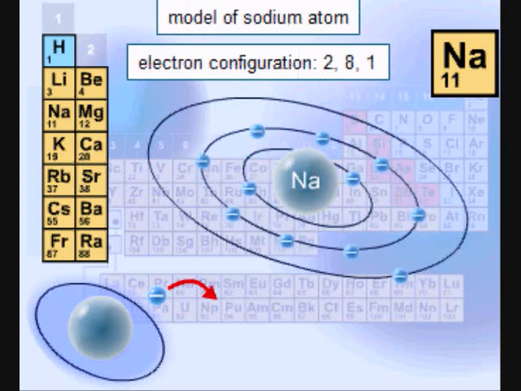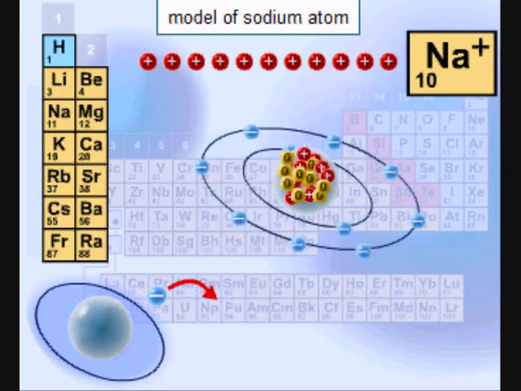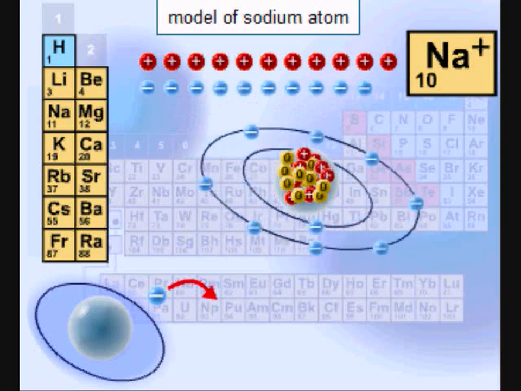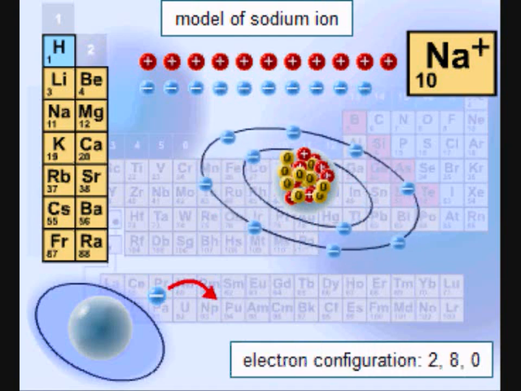Look at a sodium atom and note that it has only 1 electron in its valence shell. The atom can easily lose this electron, thus exposing its complete last but one shell. The atom still has 11 protons, but now only 10 electrons. The positive charge of the nucleus is no longer counterbalanced by the negative charge of the electrons, because there are fewer electrons than protons. In this way, a sodium atom has changed into a sodium ion with a charge of +1. The electron configuration of a sodium cation is 2,8,0, the same as the noble gas neon.